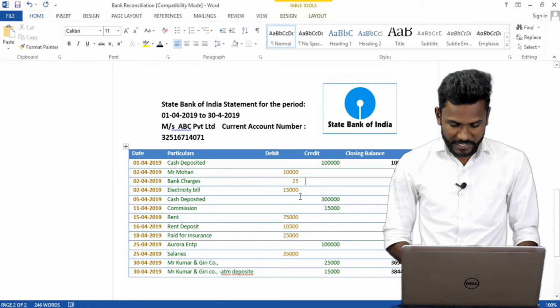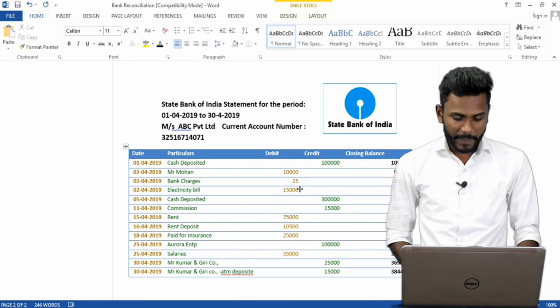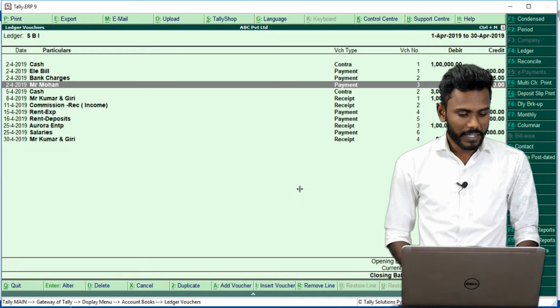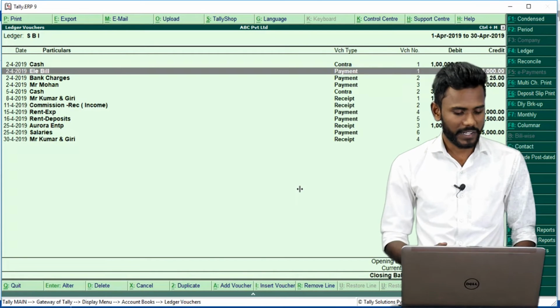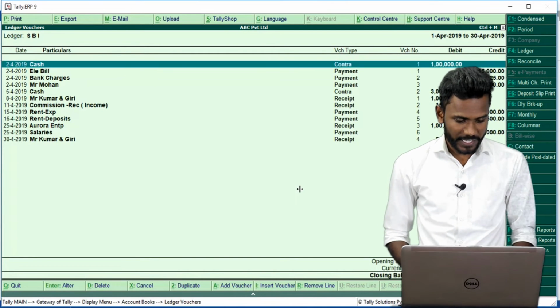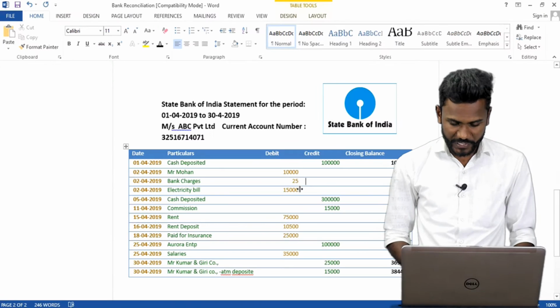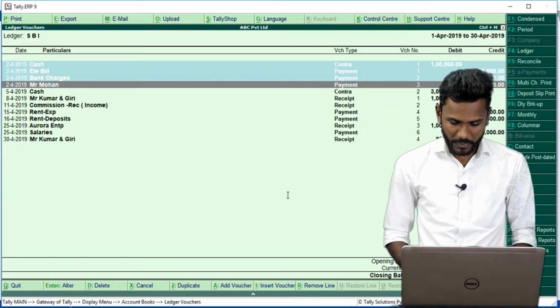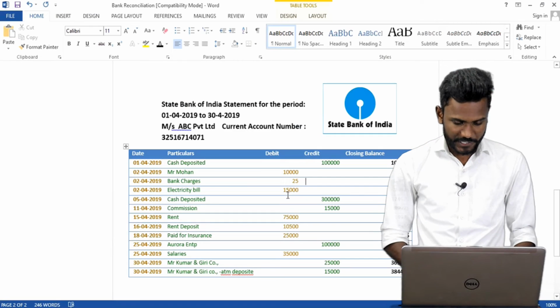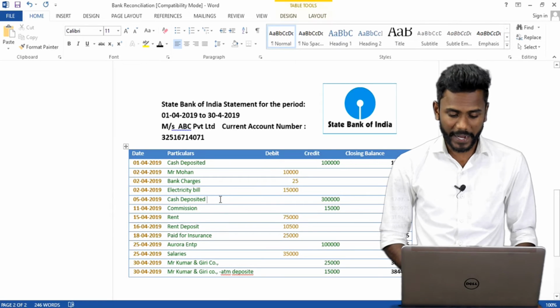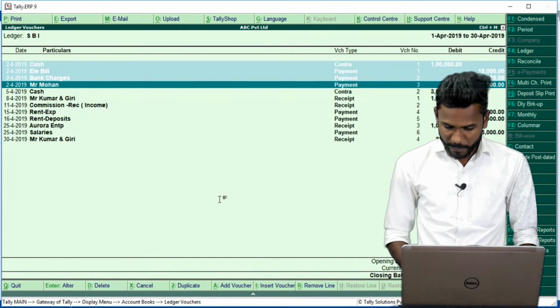And the next transaction is that on 2nd April, we paid the electricity bill. Yes, the electricity bill is recorded. See, cash recorded, electricity bill recorded, bank charges recorded. And the next one is Mr. Mohan, even Mohan is also recorded. Yes, next we cash deposited rupees 3 lakhs in the bank. Is the cash deposit in the bank recorded?